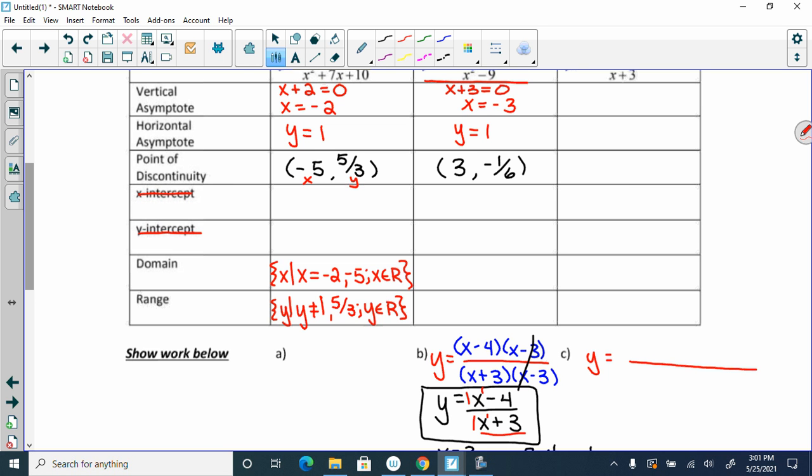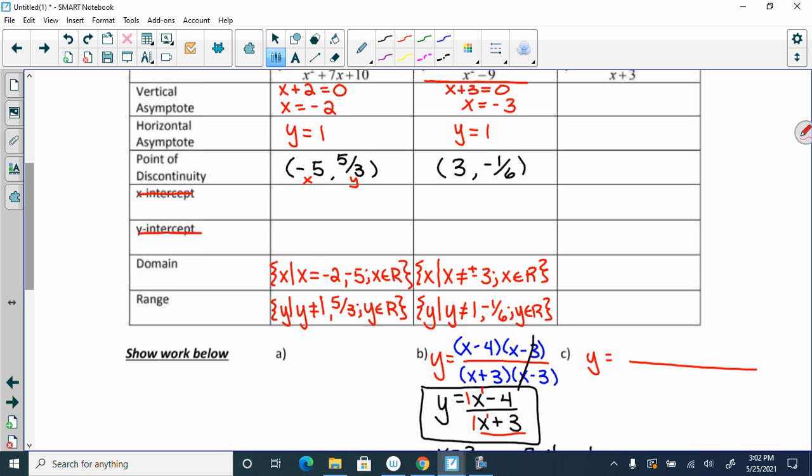And then my domain and range are based off of my asymptotes and my points of discontinuity. So this one's going to be x such that x cannot equal negative 3 from my asymptote, and 3, so plus or minus 3, I can write them together, from my point of discontinuity, x is an element of the reals. If you didn't write them together and you put a comma in between, totally fine. Don't freak out. And then my range is going to be y such that y cannot equal 1 from my horizontal asymptote, and negative 1/6 from my point of discontinuity, y is an element of the reals.